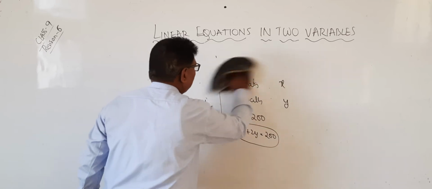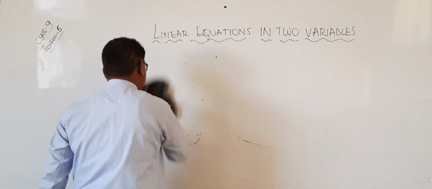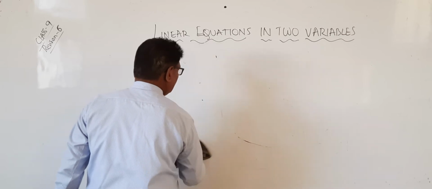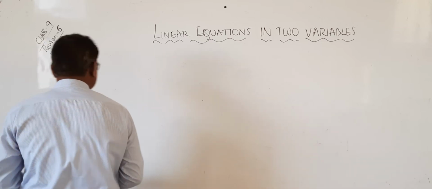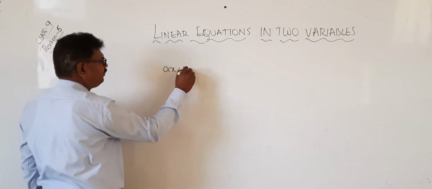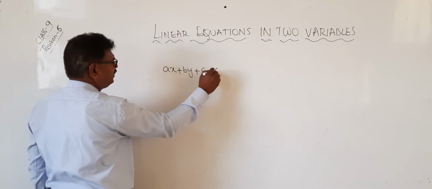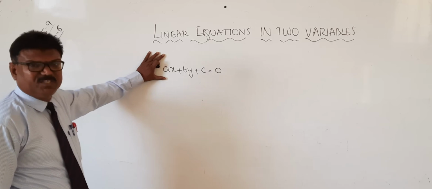Now, what is the standard form of this linear equation in two variables? Very important. Okay? Actually, it is like this: ax plus by plus c equal to 0. This is the standard form of a linear equation.